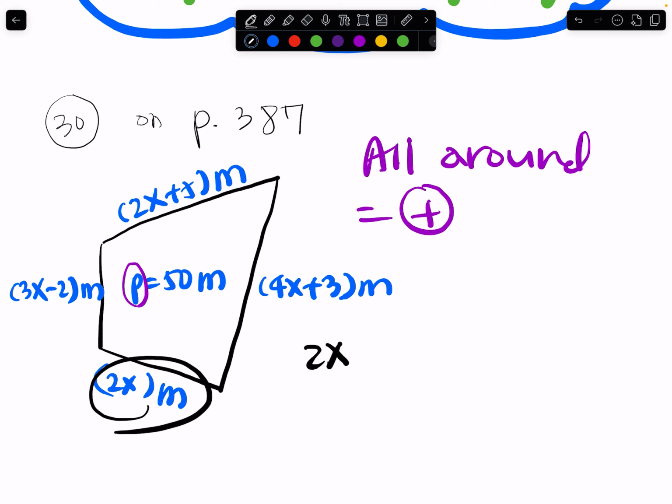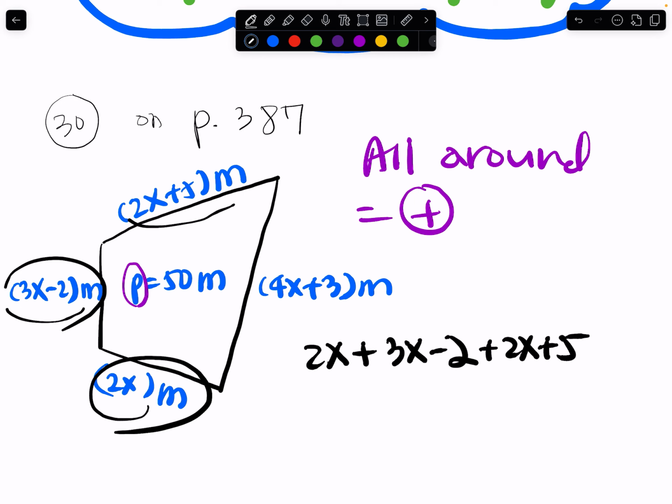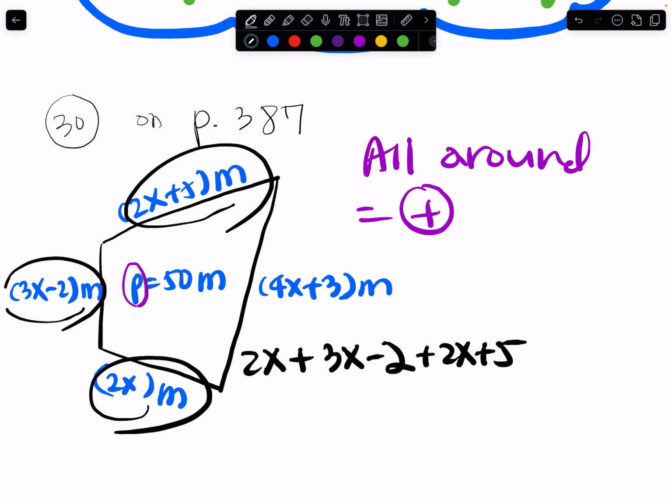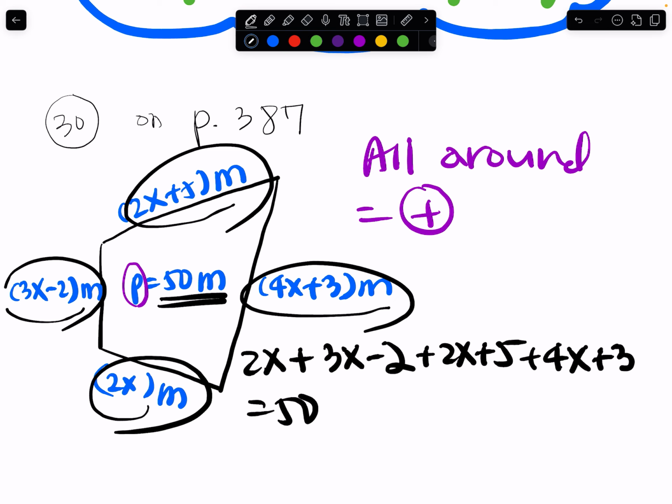Isn't that right? So we are going to set up an equation that satisfies that situation, which goes 2x, starting with this side length, plus 3x minus 2. I am ignoring the parentheses because we're not subtracting any expressions. So we're adding this and the second side length plus 2x plus 5, which is the third side length. Okay, and then the last one is plus 4x plus 3, which is the side length number 4. All that is equal to the perimeter, which is 50.